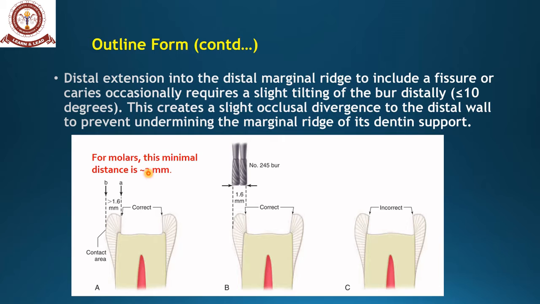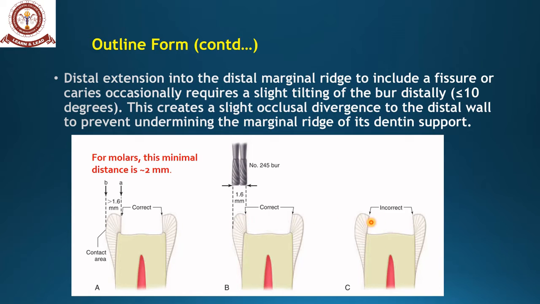If caries is present, occasionally it requires a slight tilting of the burr distally, less than 10 degrees. This creates a slight occlusal divergence. Here, if we see, there will be slight occlusal divergence in the distal wall. Thereby it will prevent the undermining of the marginal ridge from its dentinal support.